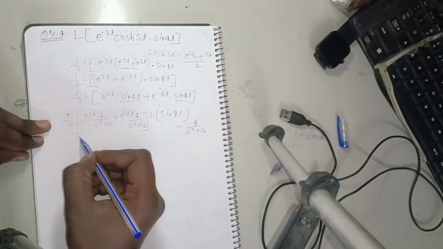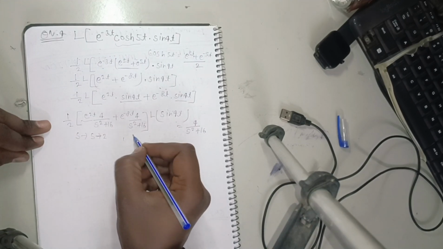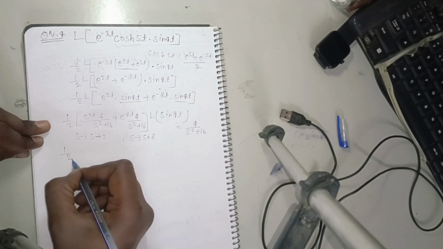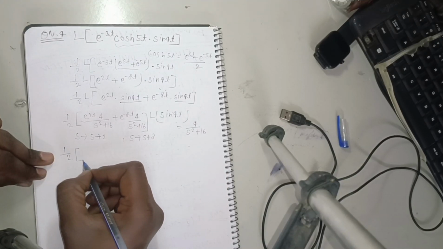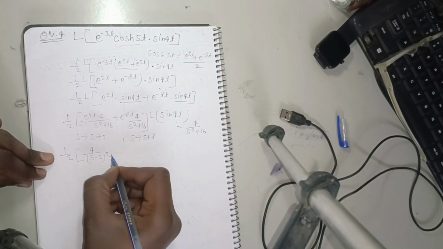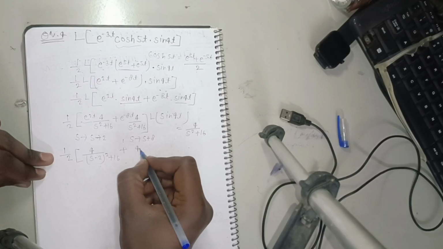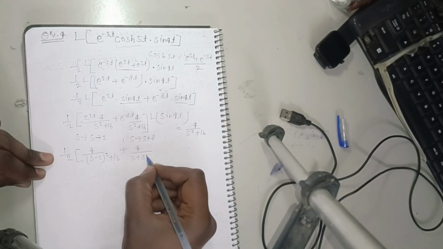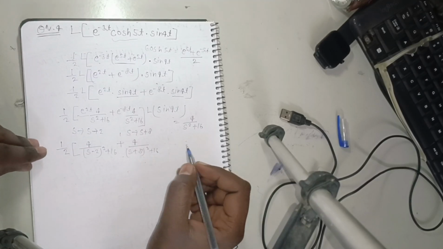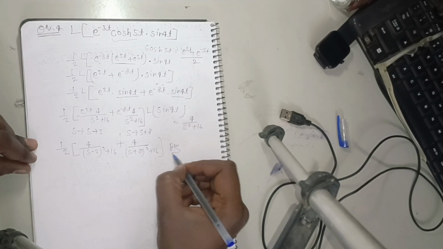So here, as you can see, s can be replaced by s minus 2, and here s can be replaced by s plus 8, right? So 1 upon 2 times 4 upon s minus 2 whole square plus 16, plus 4 upon s plus 8 whole square plus 16. Okay, so I can leave it here only and I'll get the marks.